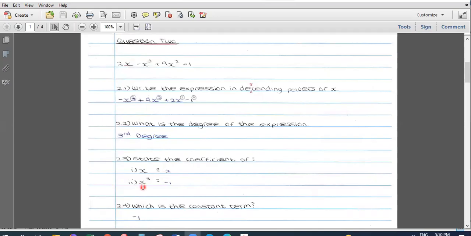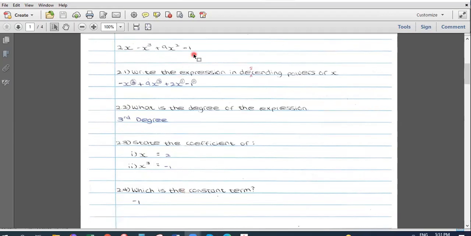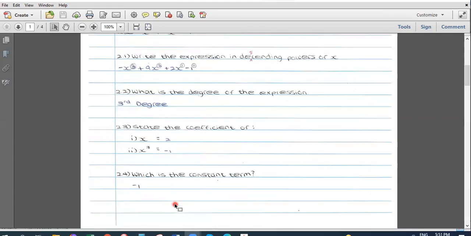The next question, the coefficient of x cubed is, there's a 1 here, negative 1. The negative sign or the minus sign is included in the term x cubed, minus x cubed. So there's a 1 in front, so it's minus 1. The constant term is the term that does not have a variable, which is in this case the last term. So negative 1 or minus 1 is your constant term.